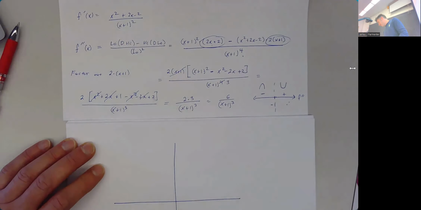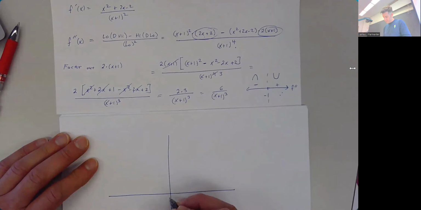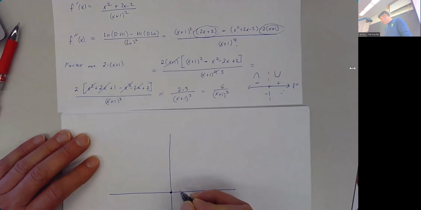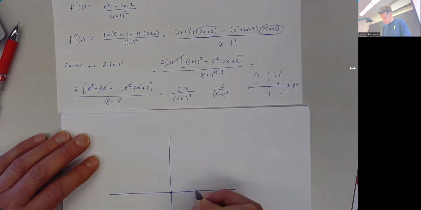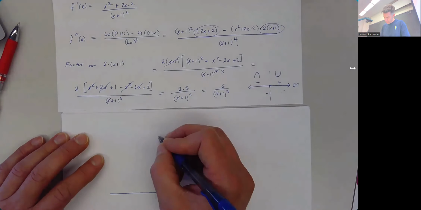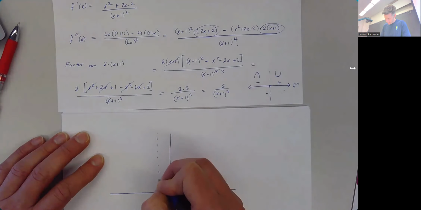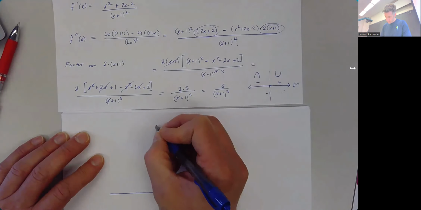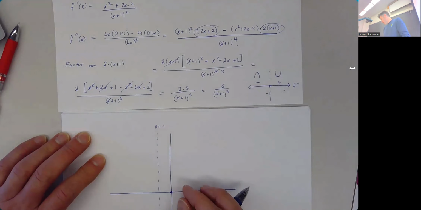All right, let's go back and look at what we had. So we had a y-intercept of 0. We had x-intercepts at both 0 and 2. And we have a vertical asymptote at -1. And then we also had some critical points at, oh yeah, they were gross.